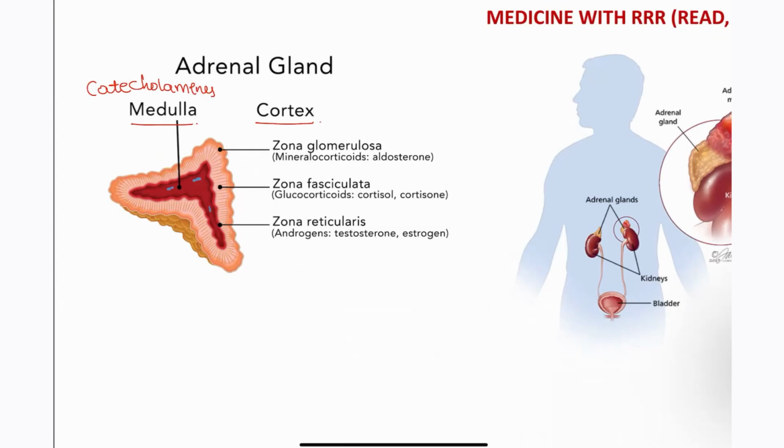Next, we have the cortex here. The cortex has three zones. The outermost is the glomerulosa, which produces the mineralocorticoids, aldosterone. Fasciculata is the middle one, producing glucocorticoids, cortisol and cortisone. And reticularis is going to produce the androgens, testosterone and estrogen.